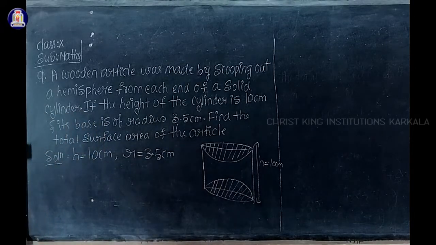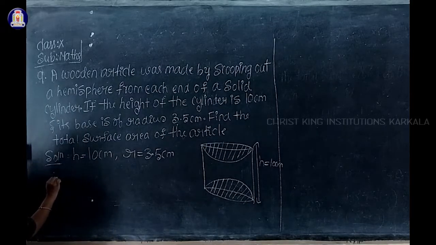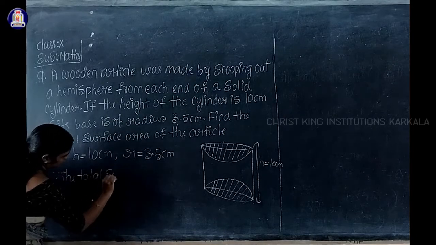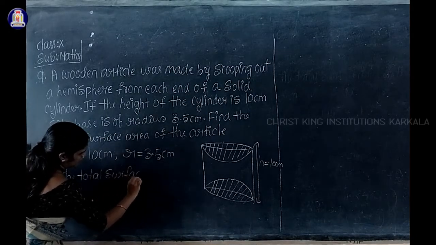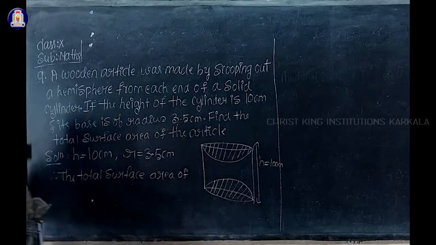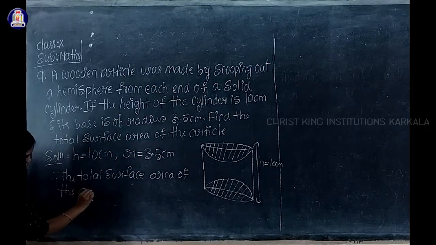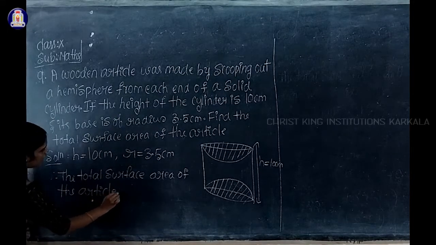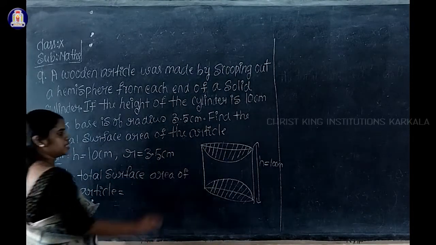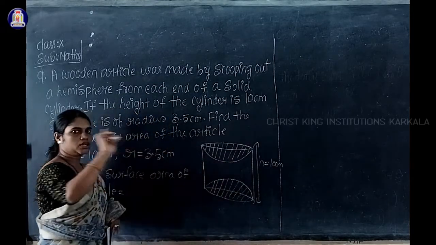Okay, find the total surface area of the article. The total surface area of the article is equal to, how to calculate the formula? First I'll consider its CSA of the cylinder, only the curved portion.